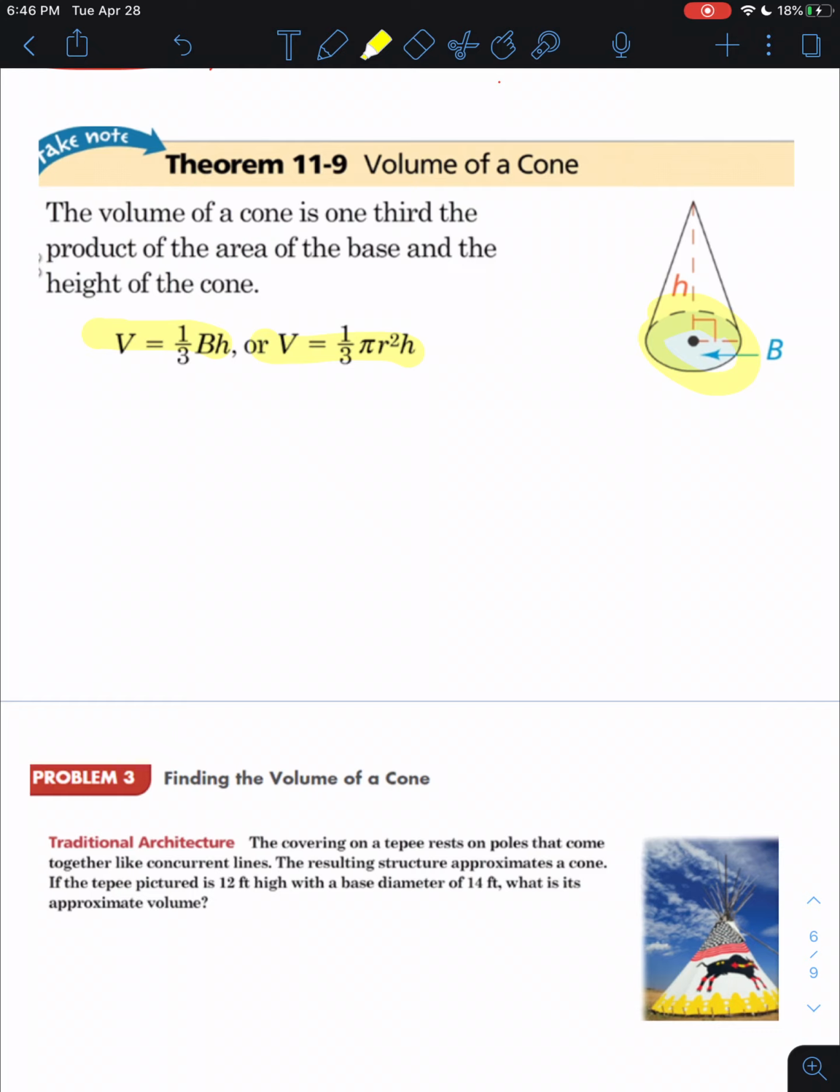And so we're going to have to find the area of a base, which would be the area of a circle, and that's where this pi r squared comes in, okay? So the volume is 1/3, still the area of the base, times the height. Height is the perpendicular line from the vertex to the base, and the base itself will be the area of this circle, which is pi r squared. All right, so that's how we're going to find these.